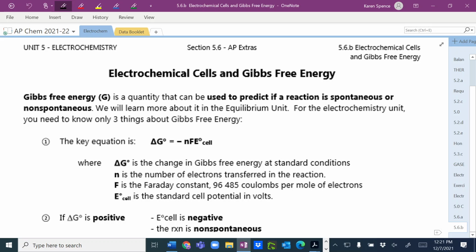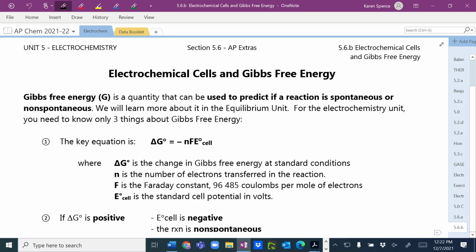Honest to God, this is a pretty easy section. It's got a big name, Gibbs free energy. We have not talked about it yet because we have not done equilibrium. So, you're not going to understand Gibbs free energy at this point. You okay with that? You are going to be able to plug and chug. Yes? Yes. And you need to know 2 things.